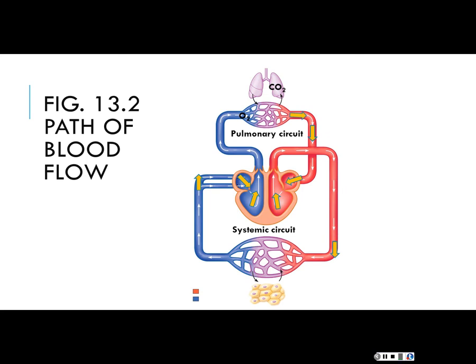Once in the systemic circuit, in the capillaries, you're going to see a reverse gas exchange where carbon dioxide is loaded into the blood and oxygen's unloaded into the tissues. And when that exchange happens, our proportions change and we're back where we started. It just keeps going with each beat.